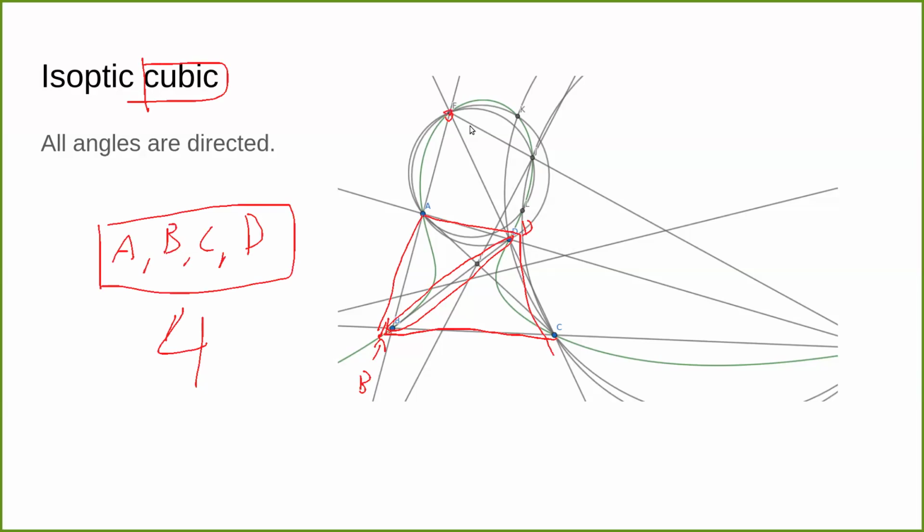Obviously, we also have F and E, since this angle is constant and this angle is 0, so we also have E and F. So that's 5, 6.